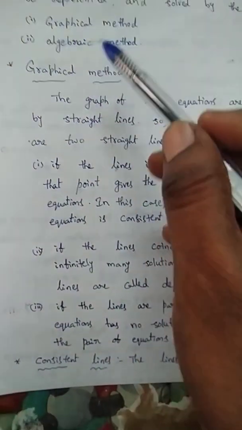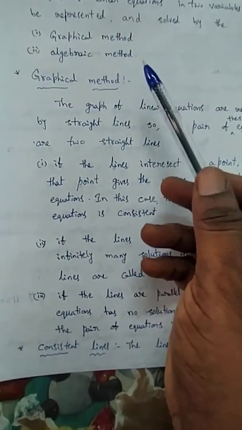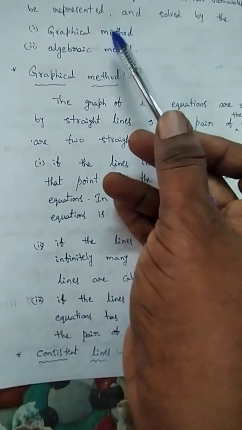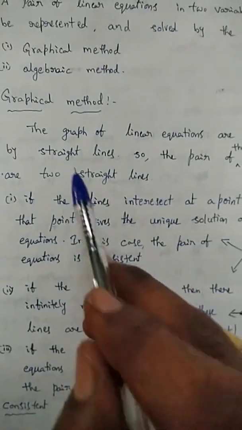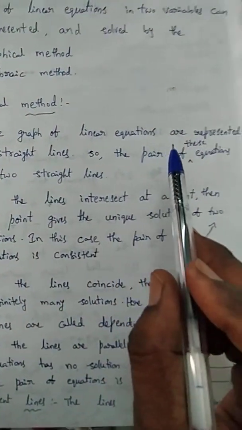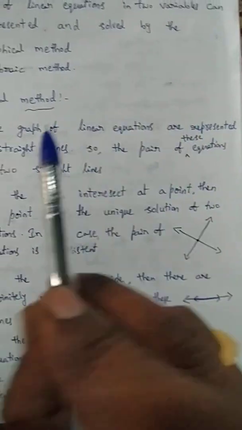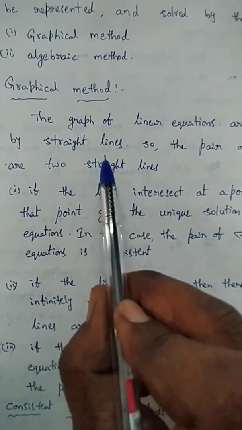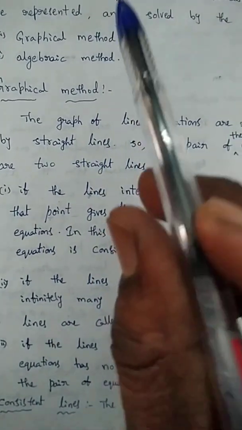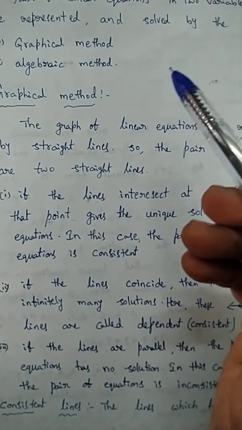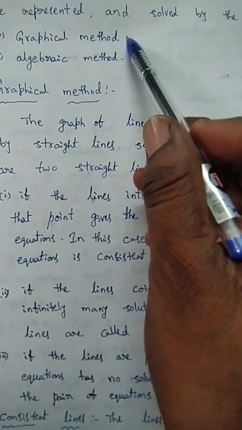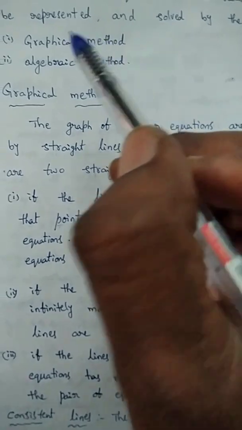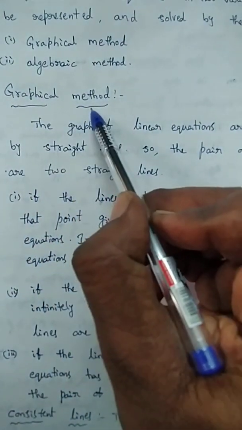Now we are discussing the two methods. The first method is the graphical method. The linear equations are to be solved and represented by the graphical method and the algebraic method. First of all, we are discussing the graphical method.